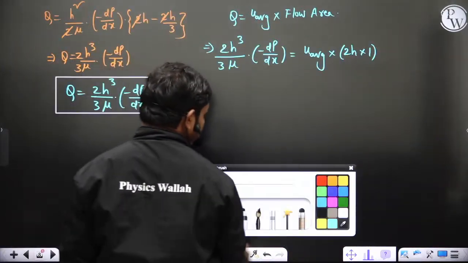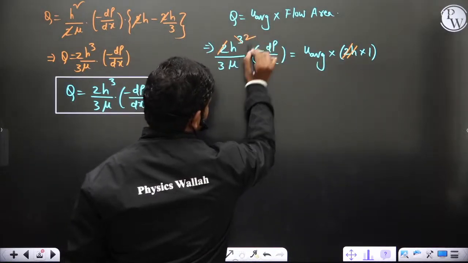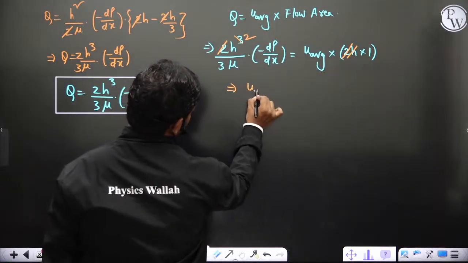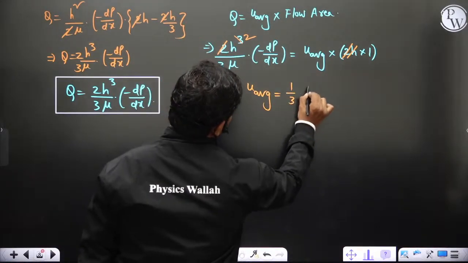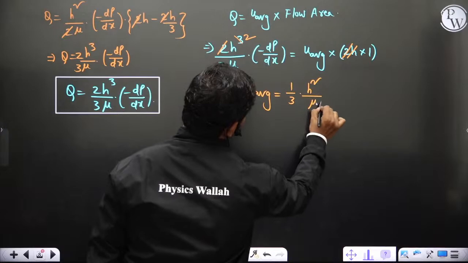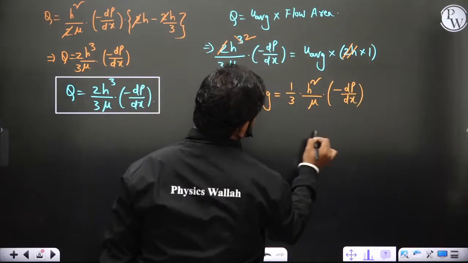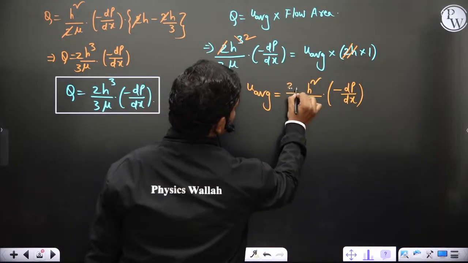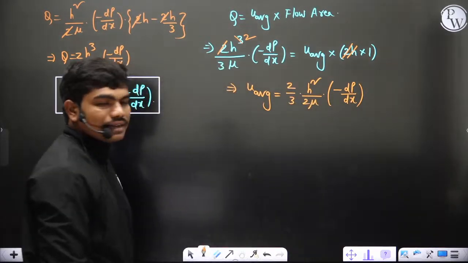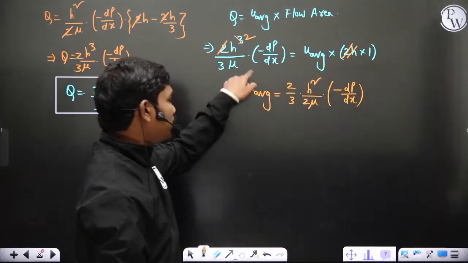So if you simplify this, you can see the 2 and this h cancel, leaving h square. You can understand one thing: U average is equal to 1 by 3 into h square by mu into minus dp by dx. You can adjust a 2 here, a 2 and a 2 here, okay? So can I write it like this? Just to this term I have adjusted a 2, that's it. I'm simply bringing this 2 here.